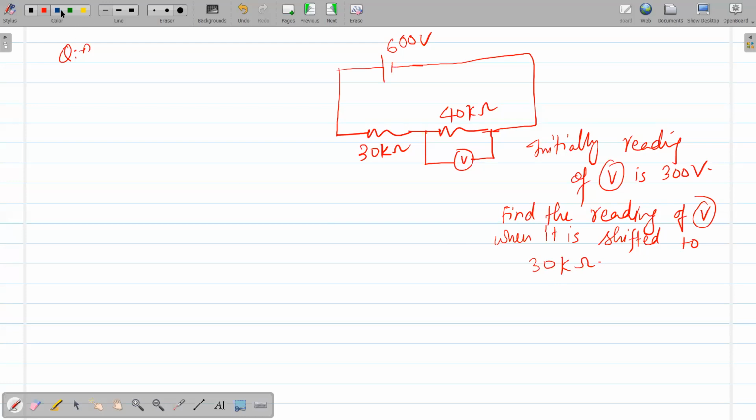First of all, tell me whether you are getting the question completely or not. Okay, good. So first, you connect the voltmeter across 40 kilo ohm and get a reading of 300 volt. Now it is shifted to 30 kilo ohm, and the new reading is required. Try to solve this.